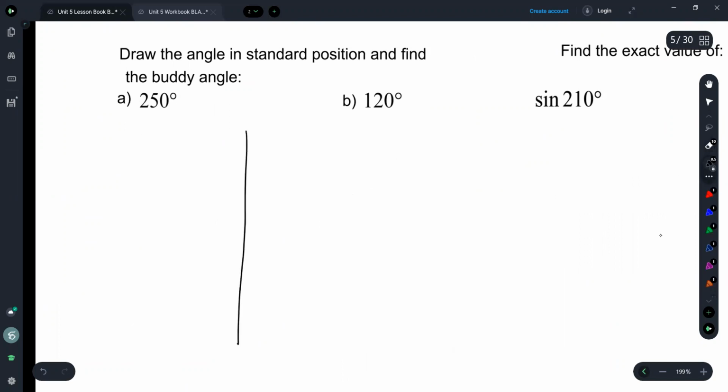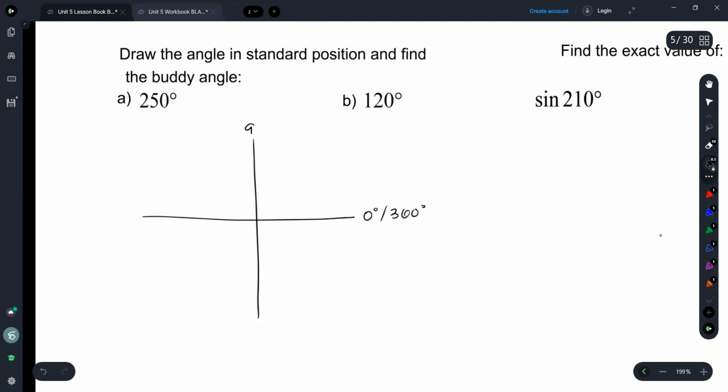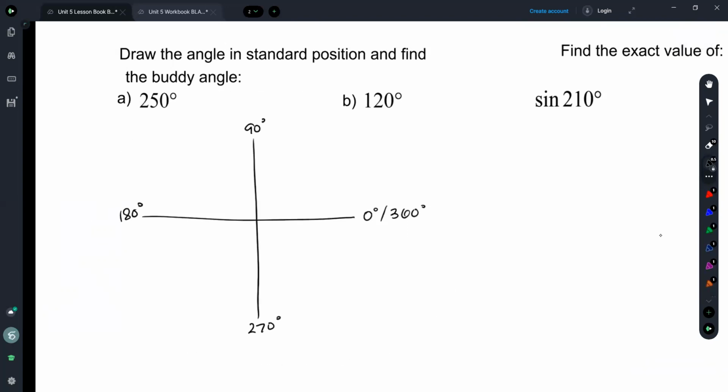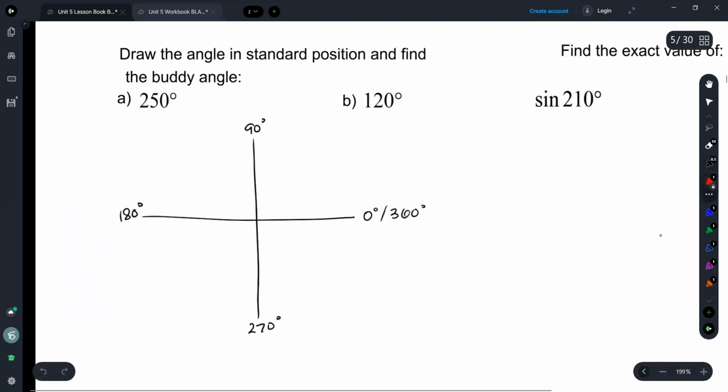If you want, you can draw both of these on the same grid. We're going to label the 0-360 line, 90, 180, 270. You will have drawn this out so many times by the end of this unit that it will be ingrained in your brain. Okay, 250, where should that go approximately? It should be about 20 degrees before 270, so somewhere right around here. That would be the measurement all the way around.